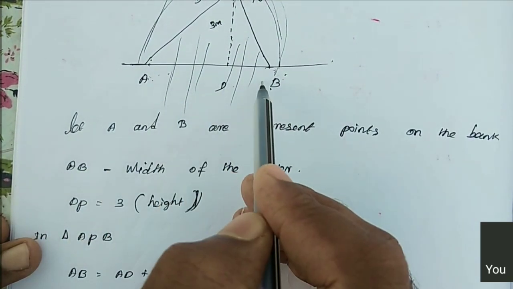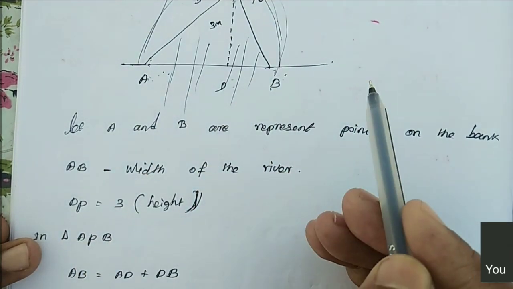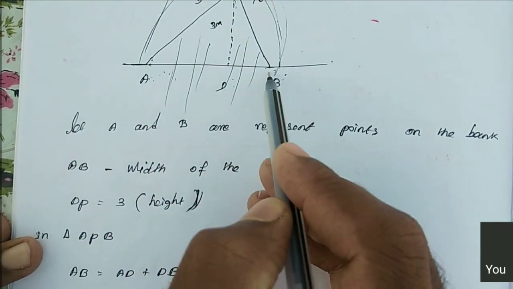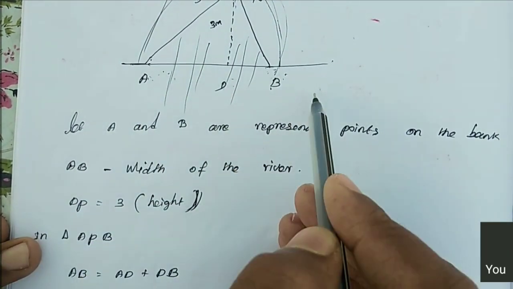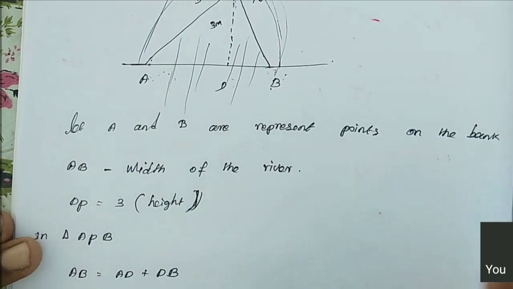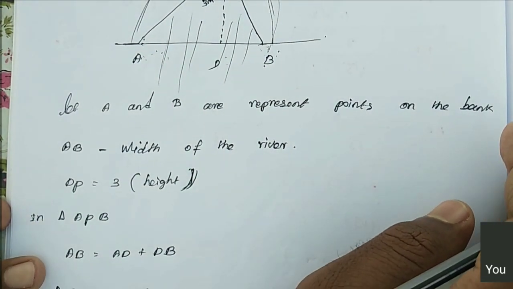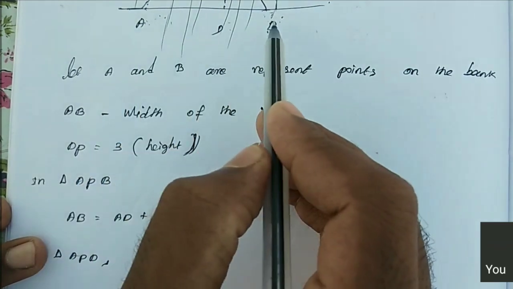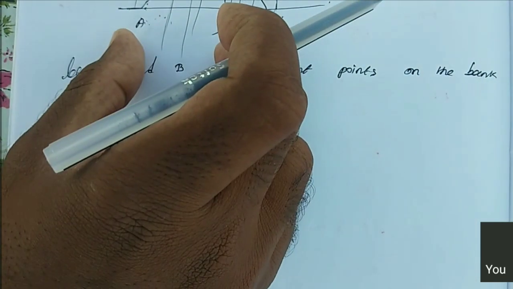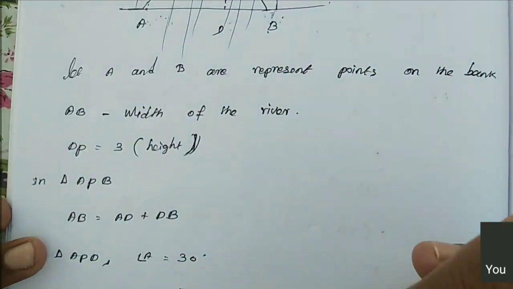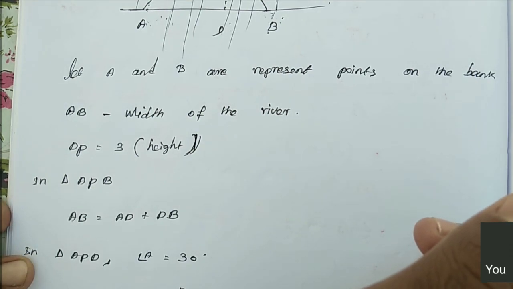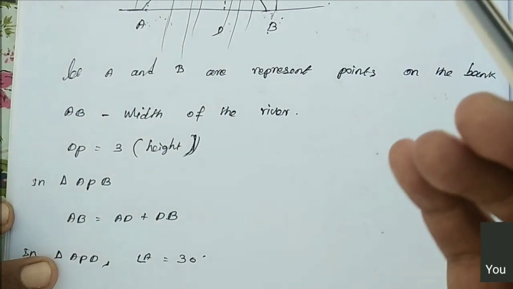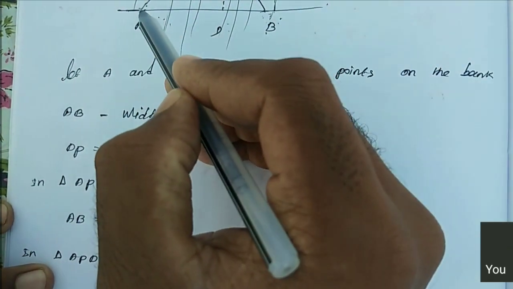So AB is the width of the river. It is equal to AD plus DB. Clear? When we add AD plus DB, we will find AB, right? So when we want to know the AB value, we need to know the AD value and DB value, right? Okay. Now we can find the AD value.